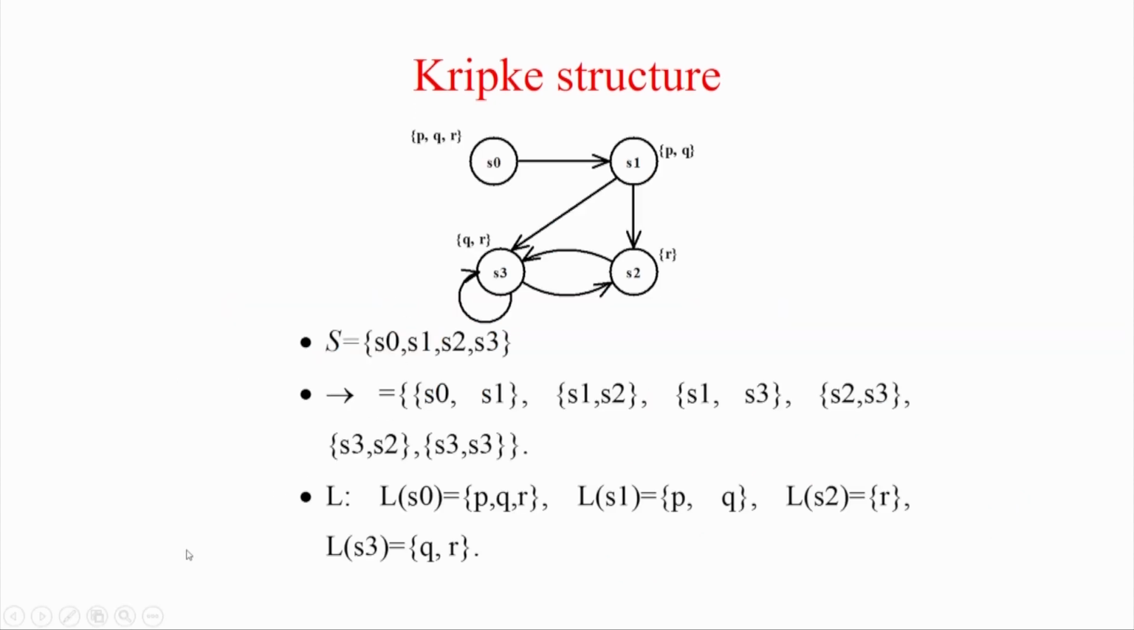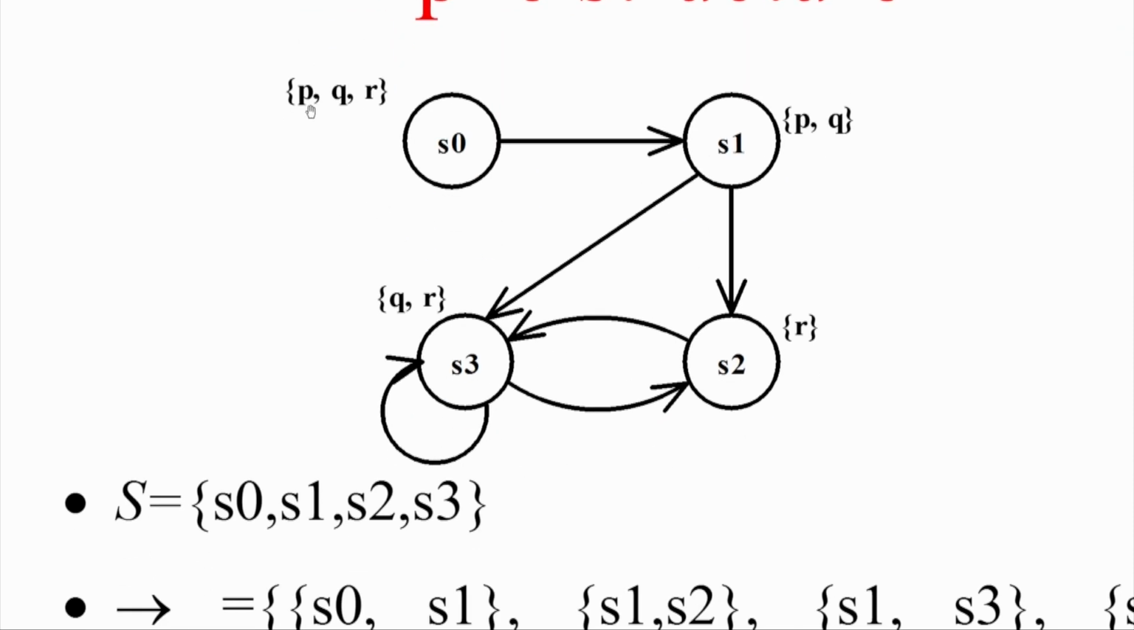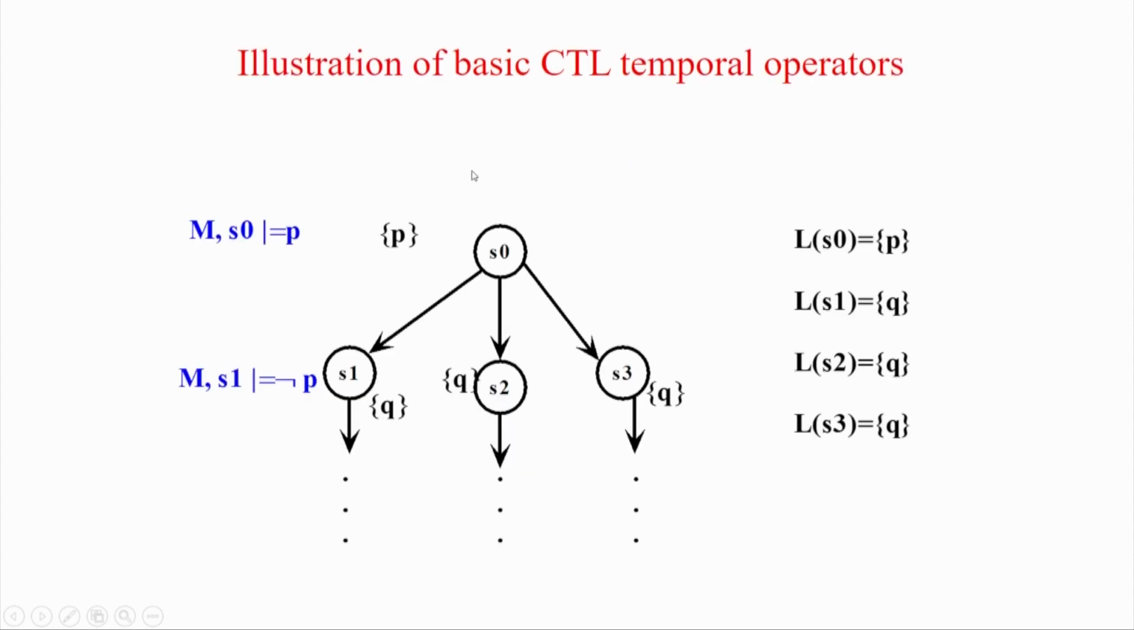Example. If you look at it, it's a Kripke structure, and P, Q and R are some atomic propositions. In state S0 these are true, in S1 P and Q are true, in S2 R is true, and so forth. That is what is written over here, that is the labeling function. S is the set of states S0, S1, S2 and S3, transitions are written over here, and it shows L of S0 is P, Q, R. That means in S0 these three propositions are true, that is P, Q and R are true in this case. In S2 only R is true, that means in this state P and Q are false.